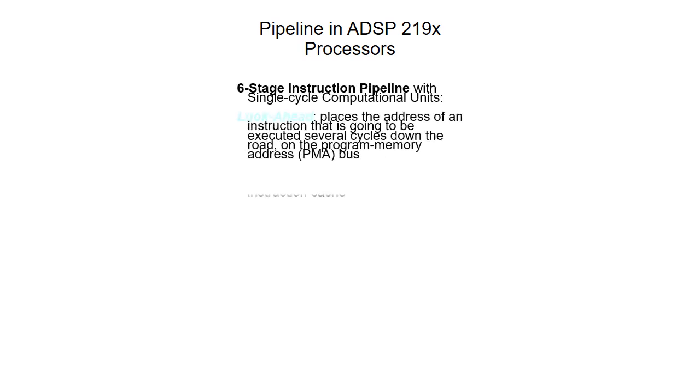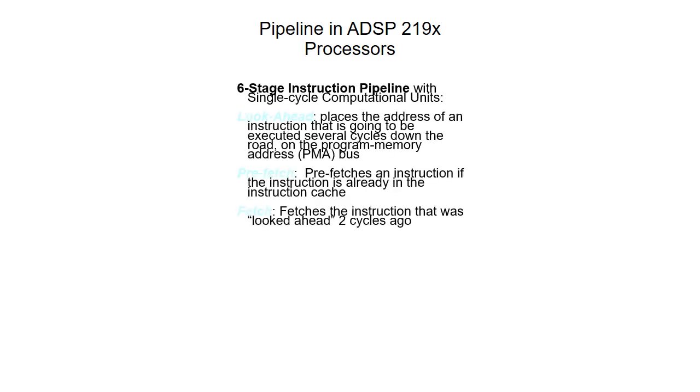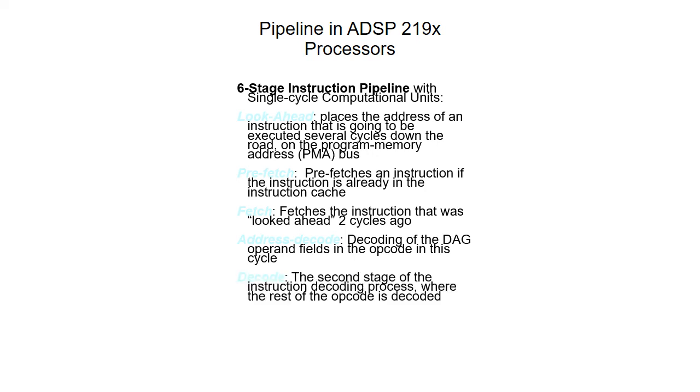Next, pipelining in the ADSP-219x processor. There are 6 stages of instruction pipelines with single-cycle computational units. The first thing will be the look ahead. That is, it places the address of the instruction going to be executed several cycles down the road on the program memory address bus.